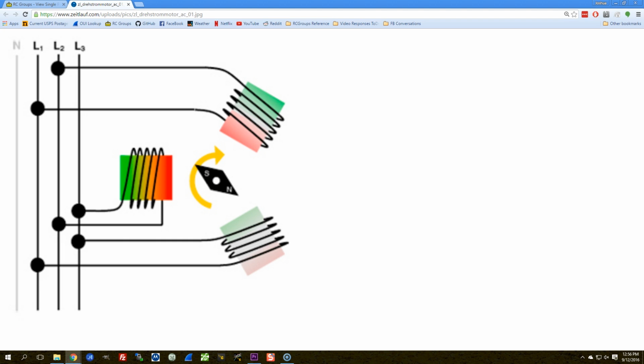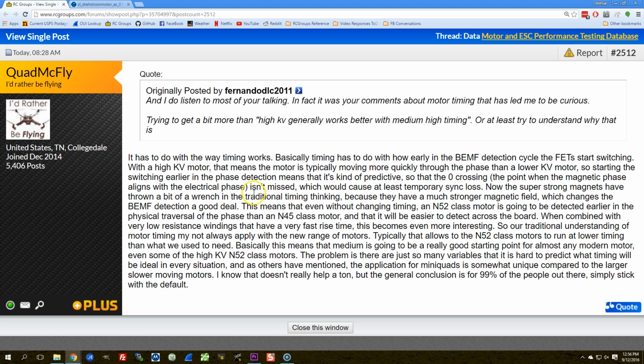So now let's go take a look at what Quad McFly is saying and see if we can make sense out of what Quad McFly is saying, given this new information we've got. Timing has to do with how early in the back EMF detection cycle the FETs start switching. So the back EMF detection cycle, the back EMF is rising and then it peaks and then it lowers as the magnetic pole, as the magnet on the rotor passes the magnetic pole. Okay. So how soon in that cycle do we need to start pumping current into the coil to make the magnetic field rise with the right timing?